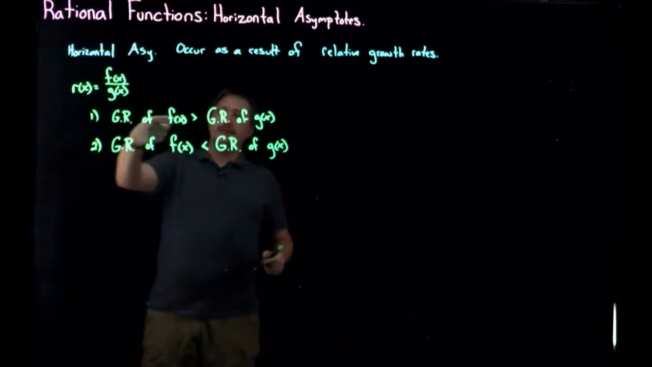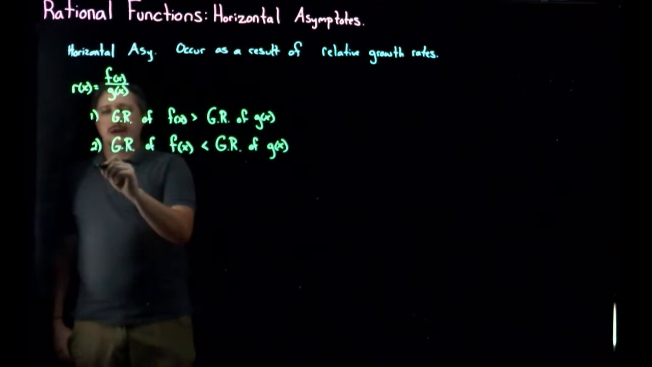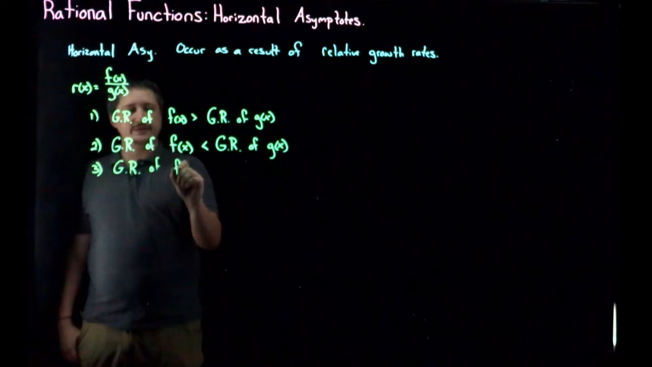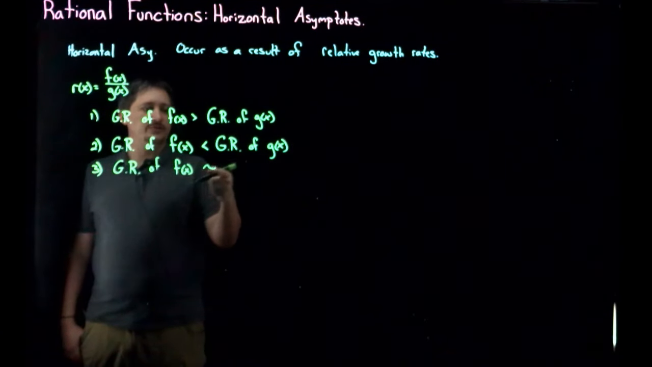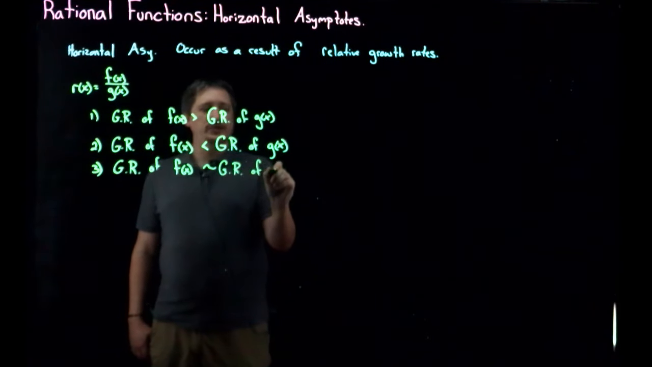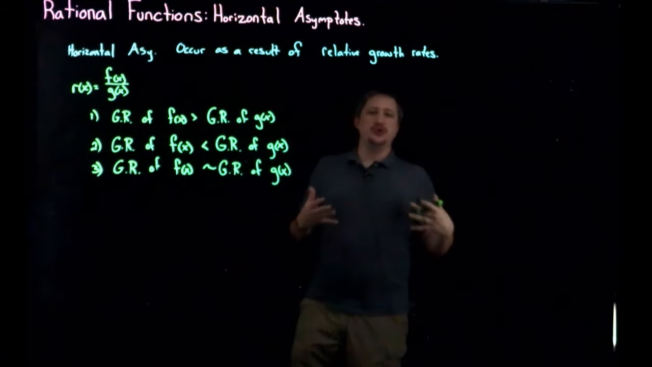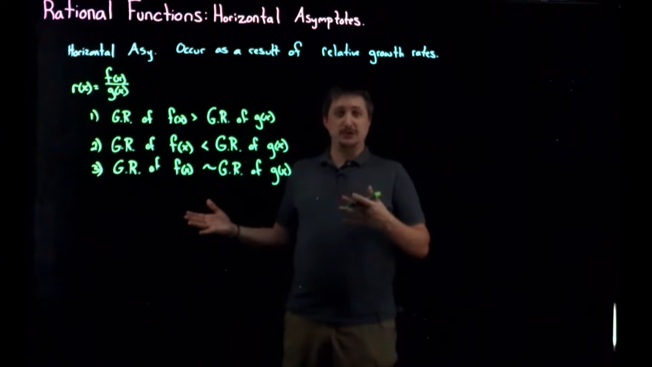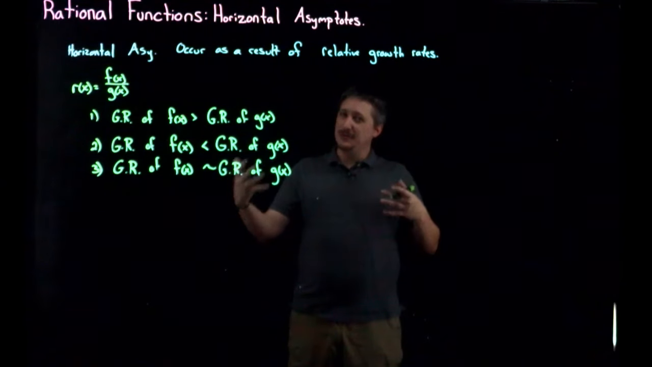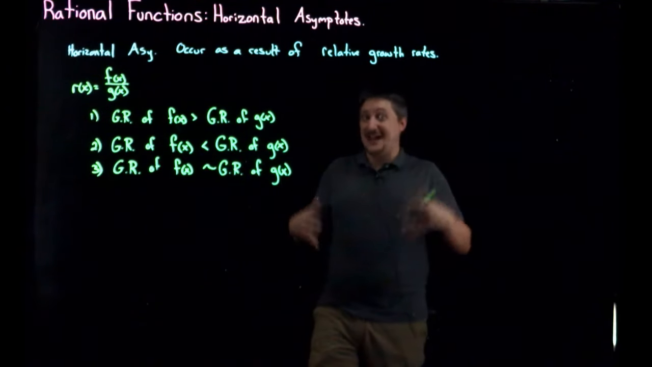So, first one, either the top is growing faster than the bottom, or the top is growing slower than the bottom. And the third option is the growth rate of f of x is about, which is what this symbol means, the little tilde, the growth rate of g of x. We can't really say equals, because equals is sort of a strong idea, which we actually mentioned back when we talked about equal signs at the beginning of the semester. So it's not that they're equal growth rates, it's that they're about the same. They're growing at roughly the same speed, not necessarily exactly the same speed.